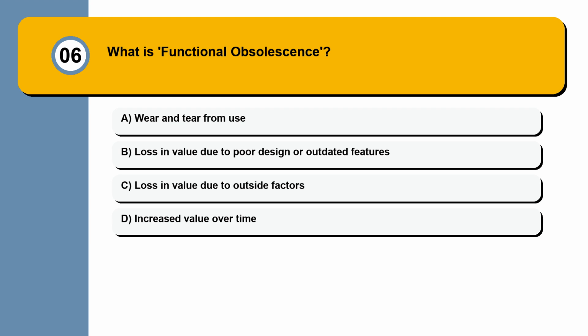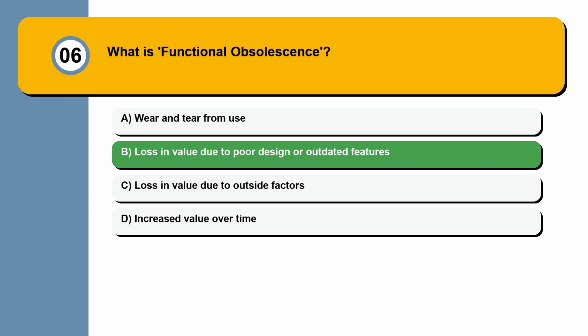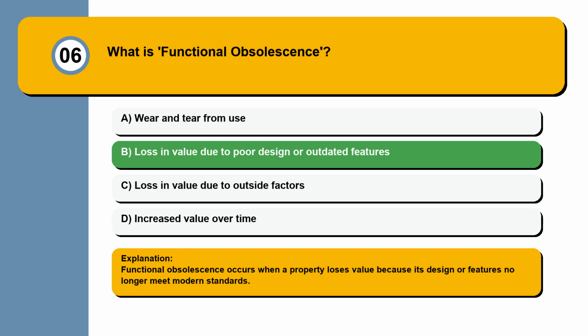Question 6. What is functional obsolescence? Wear and tear from use, loss in value due to poor design or outdated features, loss in value due to outside factors, increased value over time. Functional obsolescence occurs when a property loses value because its design or features no longer meet modern standards.